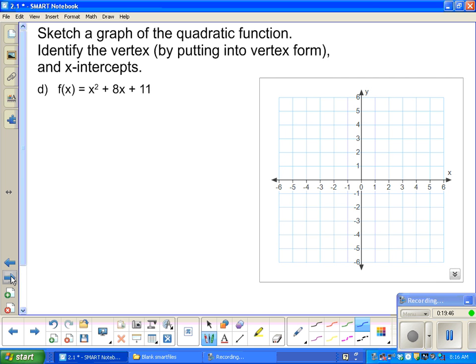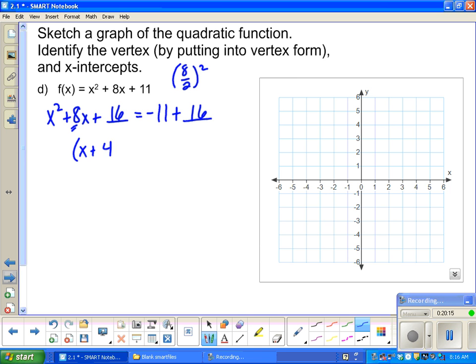Do the same thing for this one. So solve by putting it, okay, we have to put it into vertex form. So we're going to complete the square. To complete the square, I take my b term, 8 divided by 2 squared, 4 squared is 16, add 16 to both sides. Okay, so this is going to factor to (x plus 4) quantity squared, and it's going to equal 5.